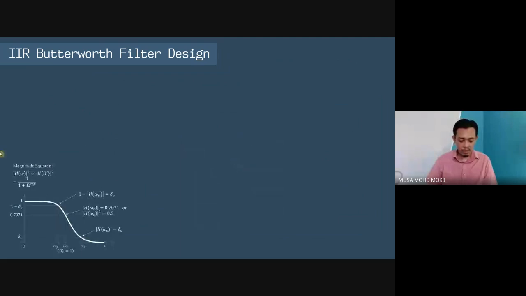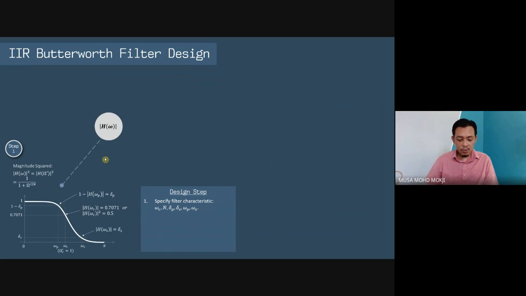How to do this? So the first step is specifying the filter characteristic. Okay, you need to find omega c. You need to know what is the capital N, the filter order. So sometimes you need the ripple. Sometimes you need the omega p and omega s. All right, and of course this plot is the magnitude response.